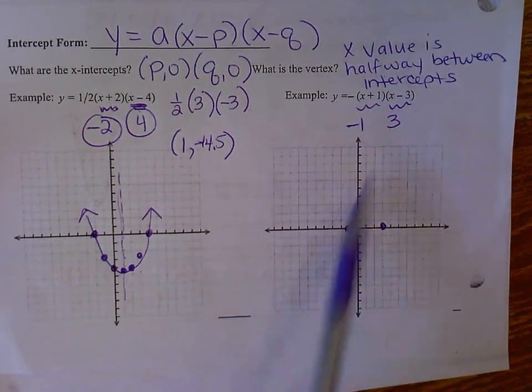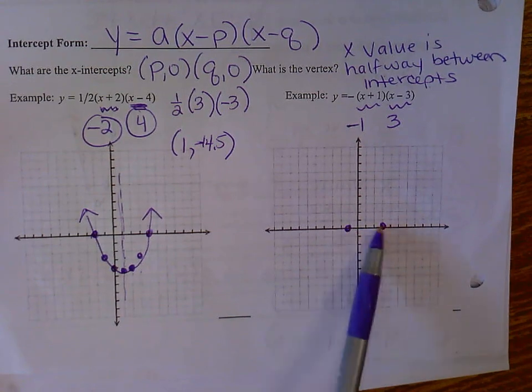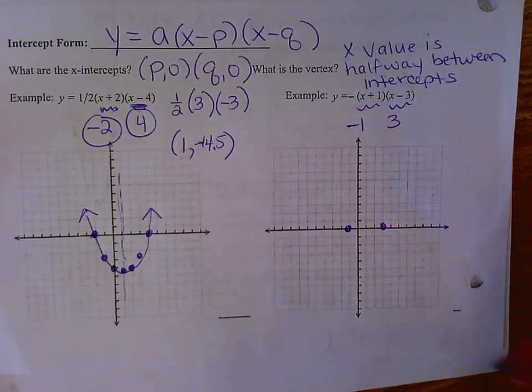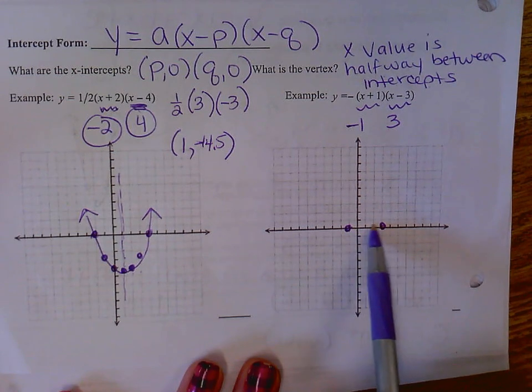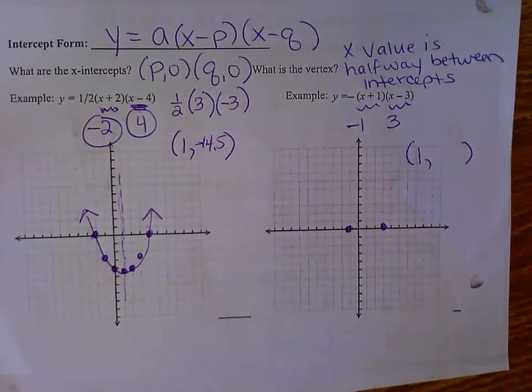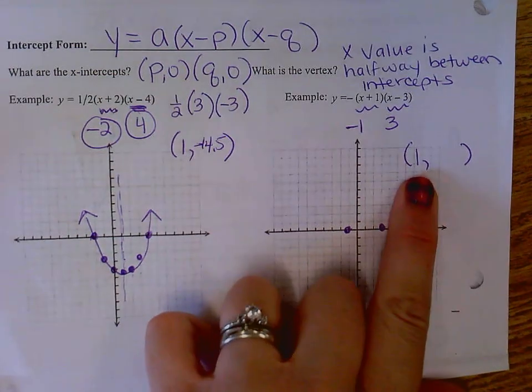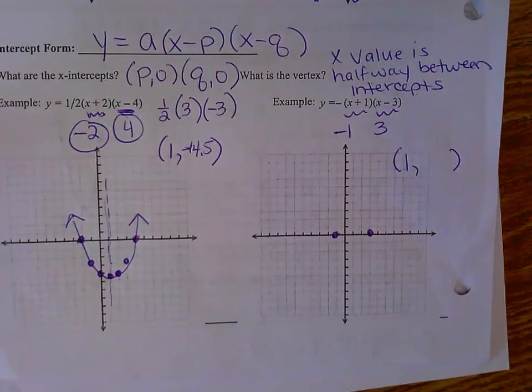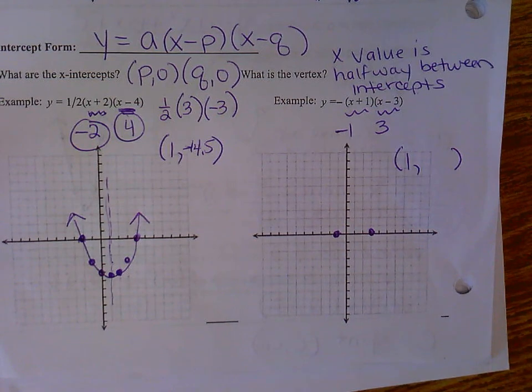I need to go halfway in between. What's halfway in between? 1 again. Well, it's a total distance of 4, right? So it'd be exactly at +1. Once you know your x value, plug it back into the equation and tell me what the y value is.